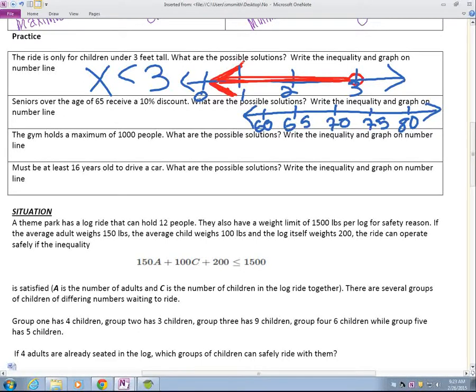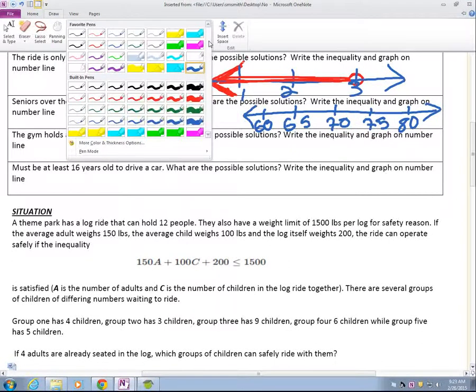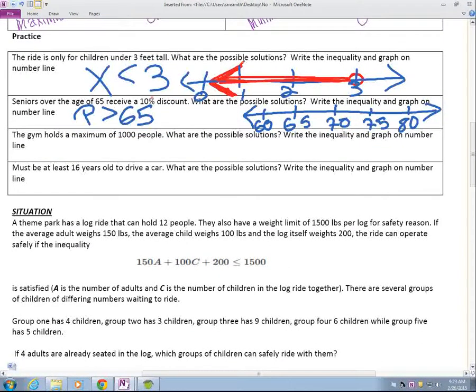Okay. So what is the inequality going to look like here? Well, what do we want to use for the variable? Okay, I'm going to use P, since Miss Potter started to raise her hand. That's our variable. Okay, so I know you have to be greater than because it says over. Greater than what? 65. Awesome. And since it's greater than, I'm going to have an open circle here.